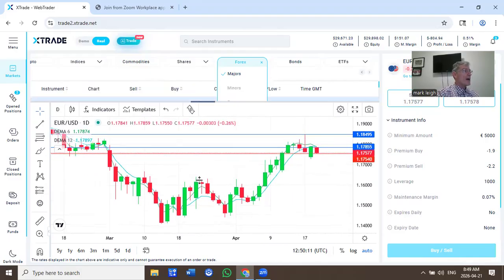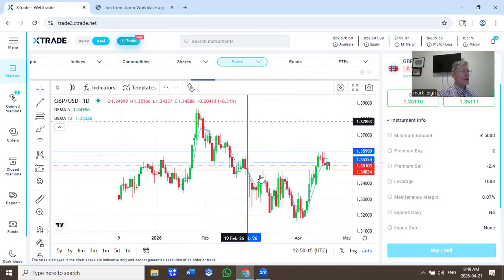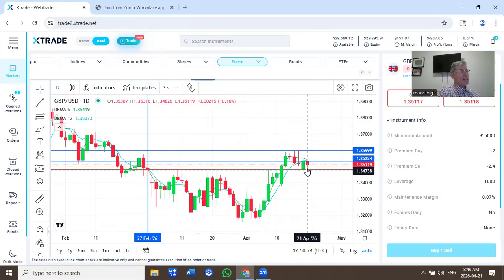Let's have a look at the pound against the US. And there also you see strong pound, weak US. That's been the theme for April, weak US dollar. Today, small red candlestick, was a solid red candlestick earlier. I've got resistance at 135.24. I've got support at 134.83.